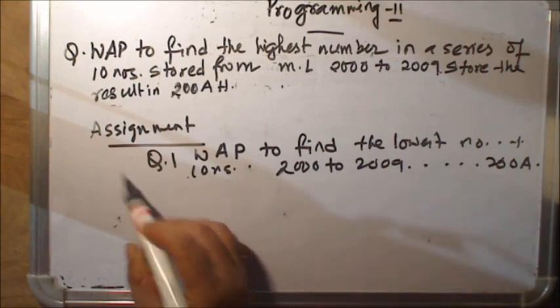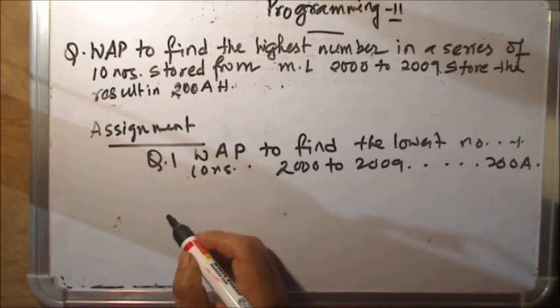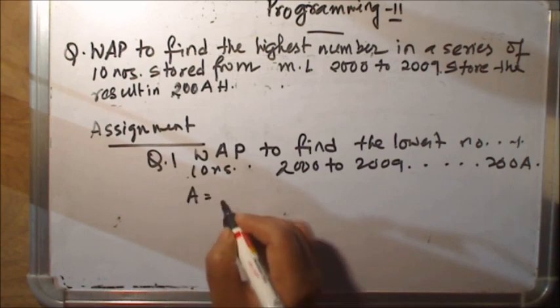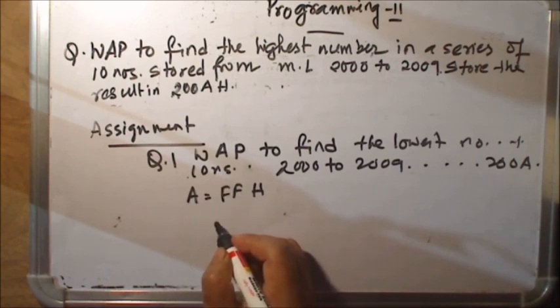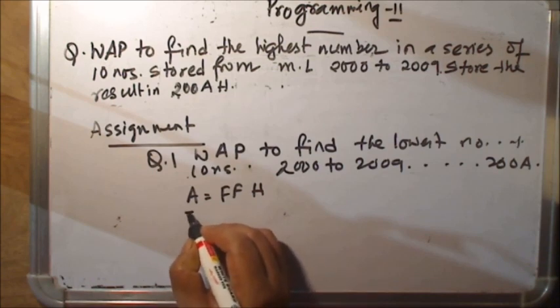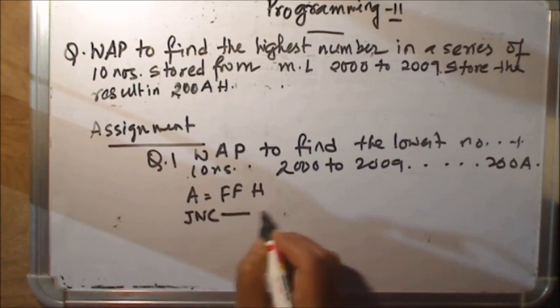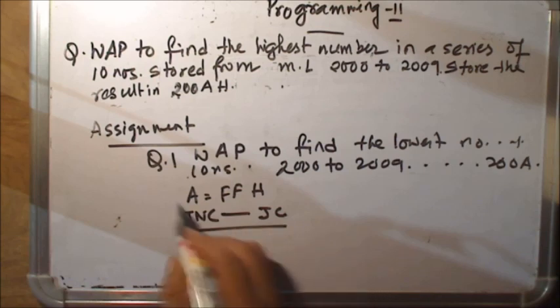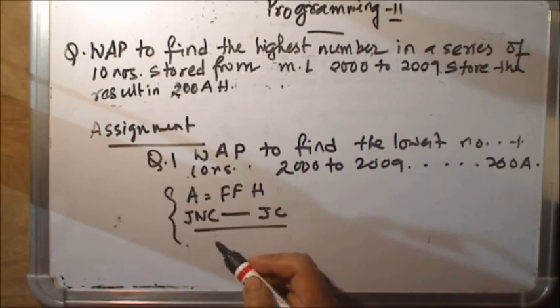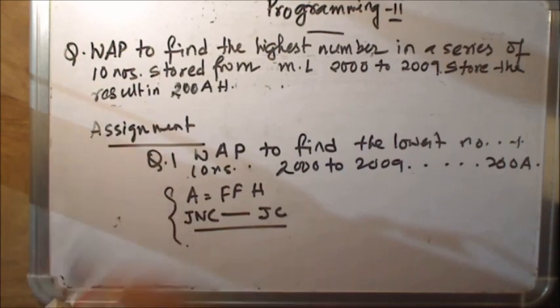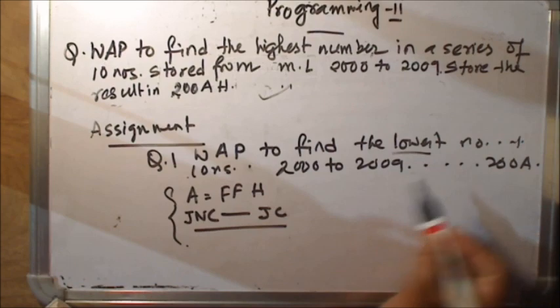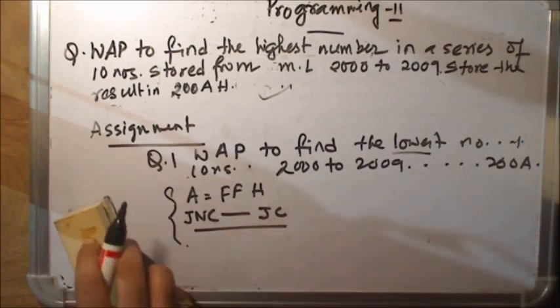What is the difference between the highest number and the lowest number? You have to initialize A with FFH, and in place of JNC, you have to write JC. So these will be the two differences. Try this program, run it in the simulator. I have shown you the highest number; you do the lowest number, run it in the simulator and show it to me.